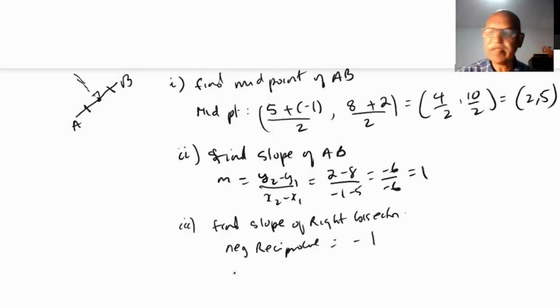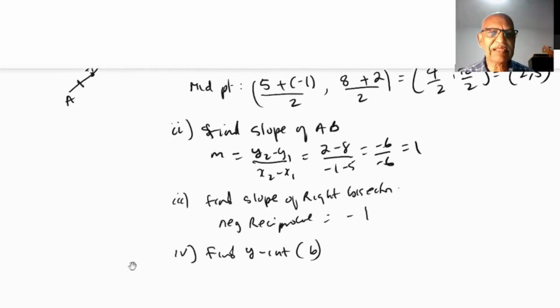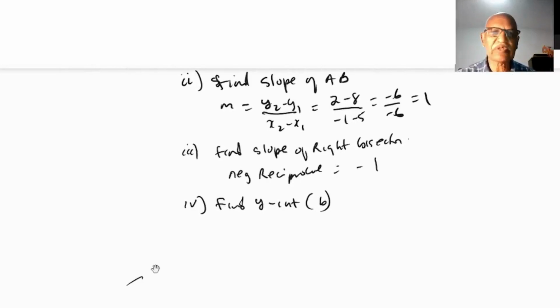Now the last step would be to find b, or the y-intercept. Find y-intercept. Y-intercept is b. So to find y-intercept, I have to write the equation of the line. The equation of the line is y equal to mx plus b. So in this case, what point do I take? In right bisectors, I have no choice. I have to take only the midpoint. Use midpoint.